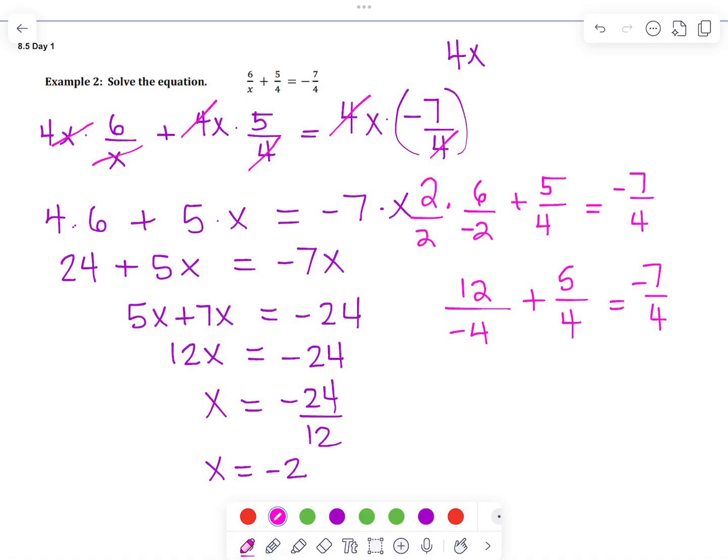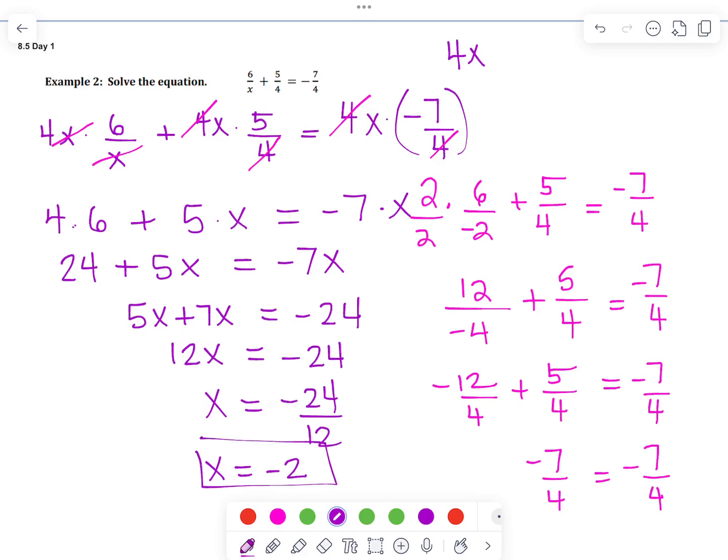Notice that these denominators are now alike. This represents negative 12 fourths plus 5 fourths, which now simplifies to negative 7 fourths equals negative 7 fourths. So it does check. So this is the solution to our equation.